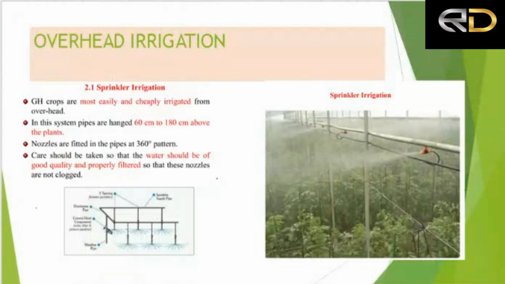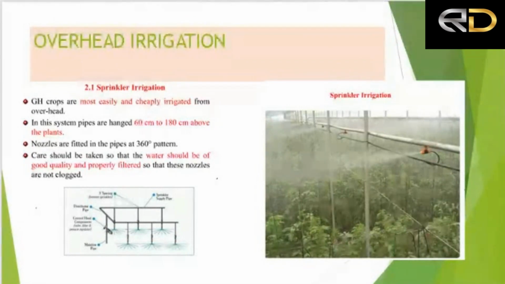Second one is the overhead irrigation. In that, sprinkler irrigation is to be recommended. Most greenhouse crops are most easily and cheaply irrigated from overhead irrigation. In this system, pipes are arranged from 60 centimeters to 180 centimeters above the plant.